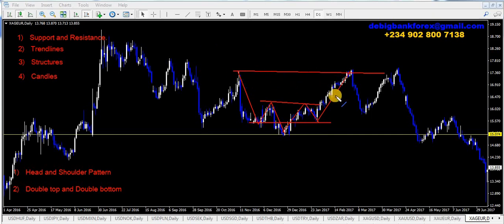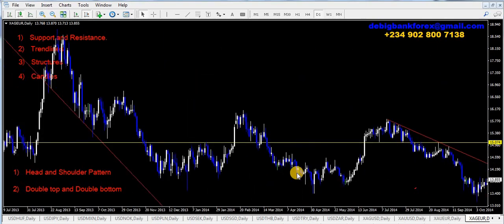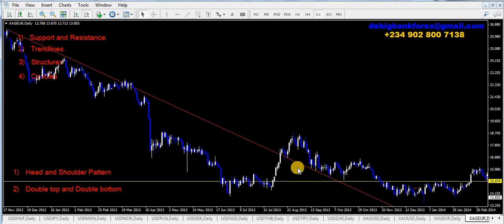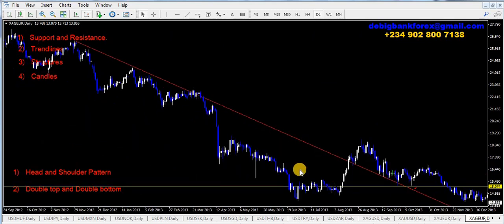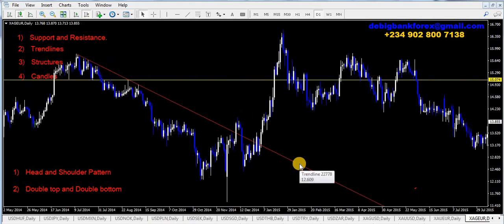And this is how the head and shoulder pattern works. So this is an example of the head and shoulder pattern. It could be upside down. Let me look for another example. Let me check if I see something, because this pattern is not really as common. It's not very common, like the double top and double bottom.